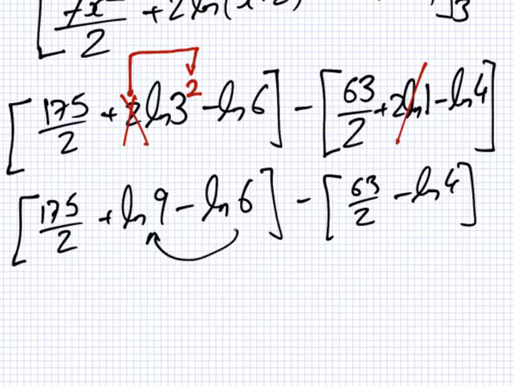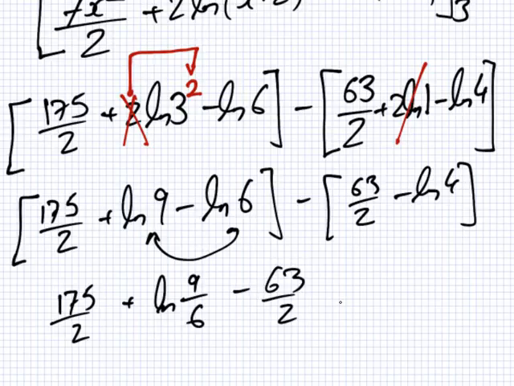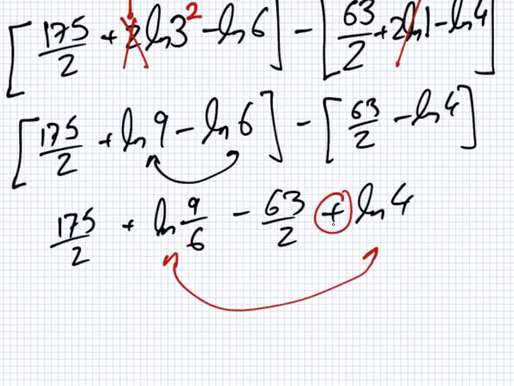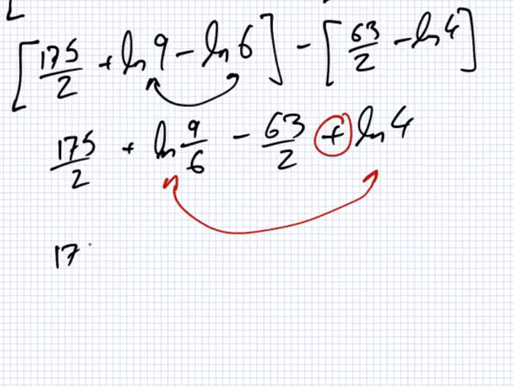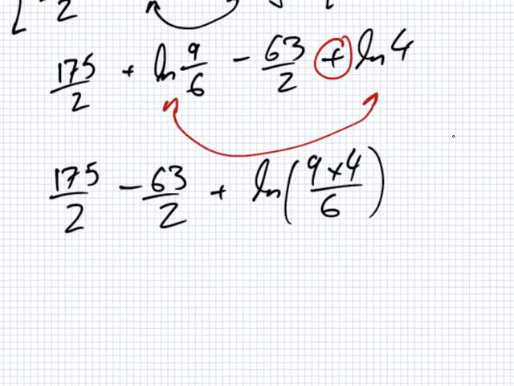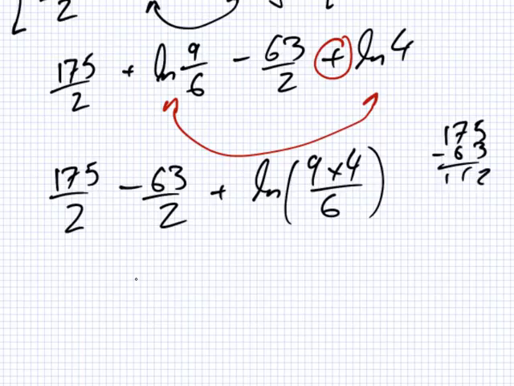What can I do with these two? 9 over 6. Yeah, log 9 over 6 minus 63 over 2 plus log 4. And finally, well, not quite finally, but what can I do with this one and this one if there's a plus here? Multiply them. So we get 175 over 2 minus 63 over 2 plus log 9 times 4 over 6. Okay, let me just do this on the side here. And then divide by 2. Divide by 2 is 56.